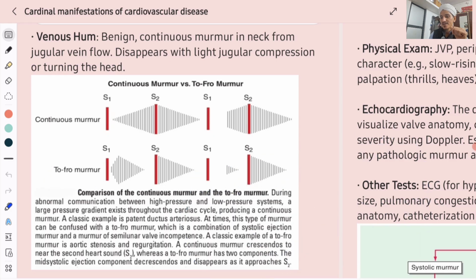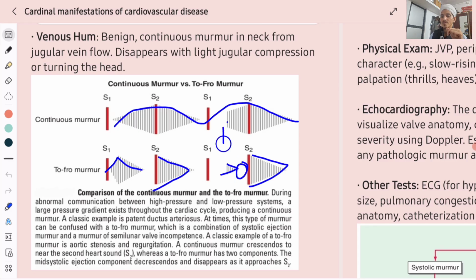But here you see the difference. Continuous murmur will be like this: increasing, decreasing, again increasing, decreasing, like this. But to-and-fro murmur will have two parts. It will start from S1 and end before reaching S2. Then again it will start from S2, like this. So there will be a gap. Here there will be no gap actually. So you need to differentiate between continuous and to-and-fro murmur. Continuous murmur is present in patent ductus arteriosus, whereas to-and-fro murmur can be there in combined AR and AS. So that's about it in detail.